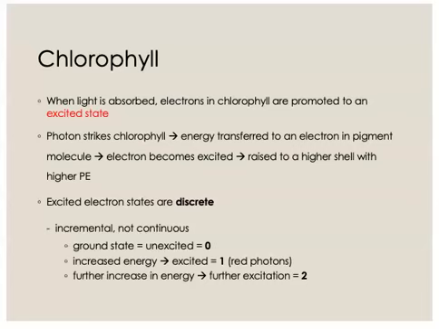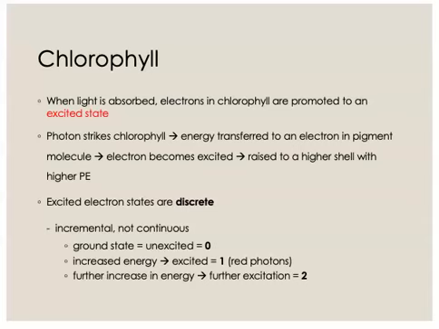Let's take a minute and think about how chlorophyll pigment functions during photosynthesis. We've said that light acts as both a wave and a particle called a photon, and we know that light has energy associated with it. When light is absorbed by a pigment molecule like chlorophyll, the electrons in the chlorophyll are going to become energized by that light.